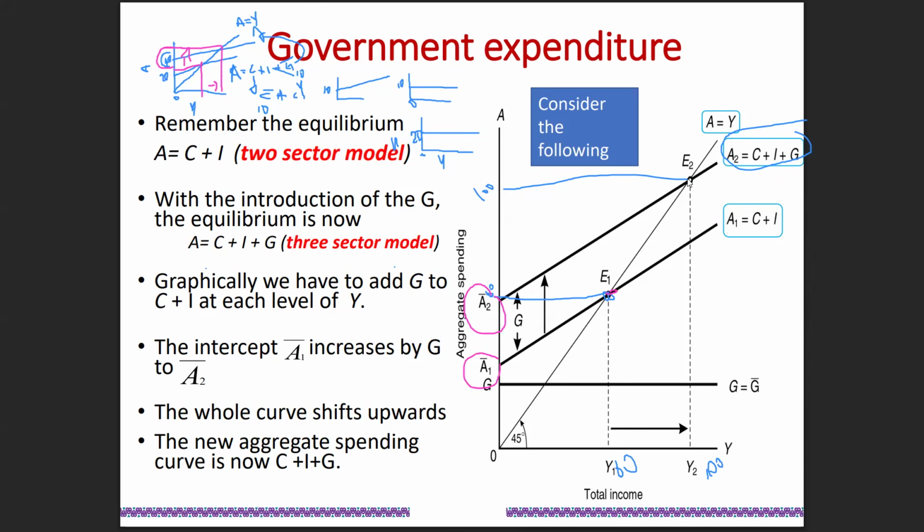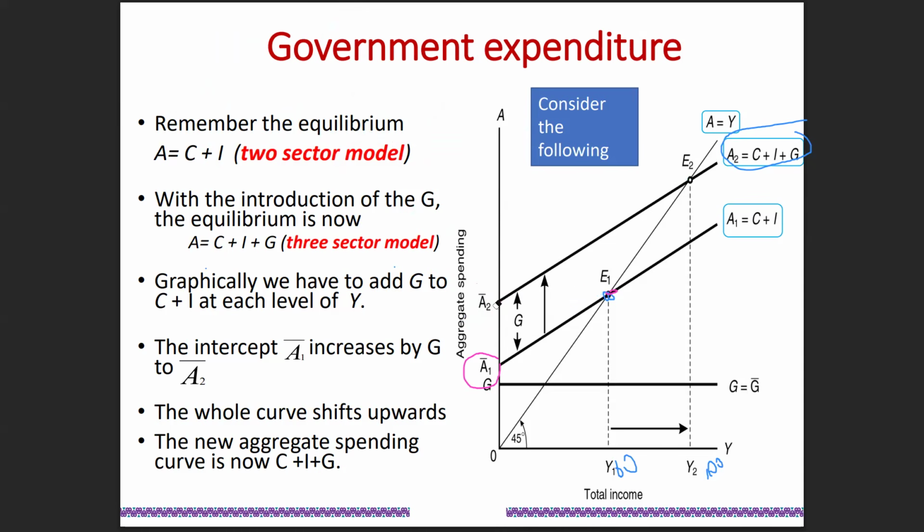And then you can also see now that our income increased from Y1 to Y2. Also, the equilibrium shifts from A1 to A2 along the 45-degree line. It shifts upward. Yeah, I hope you guys now understand.